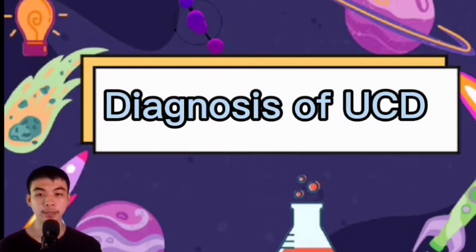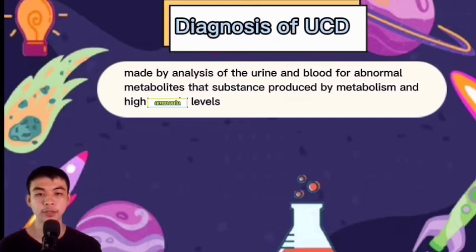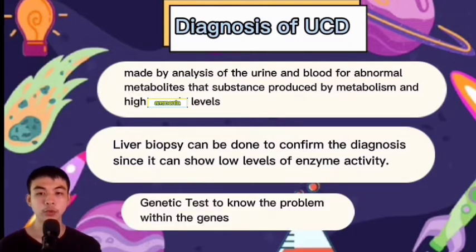Diagnosis of UCD. The diagnosis is made by the analysis of the urine and blood for abnormal metabolites, substances produced by metabolism, and high ammonia levels. A liver biopsy can be done to confirm the diagnosis, since it can show low levels of enzyme activity. Genetic tests can also be done to show whether there is a problem with one of the genes needed to break down proteins of the urea cycle, to identify the particular type.